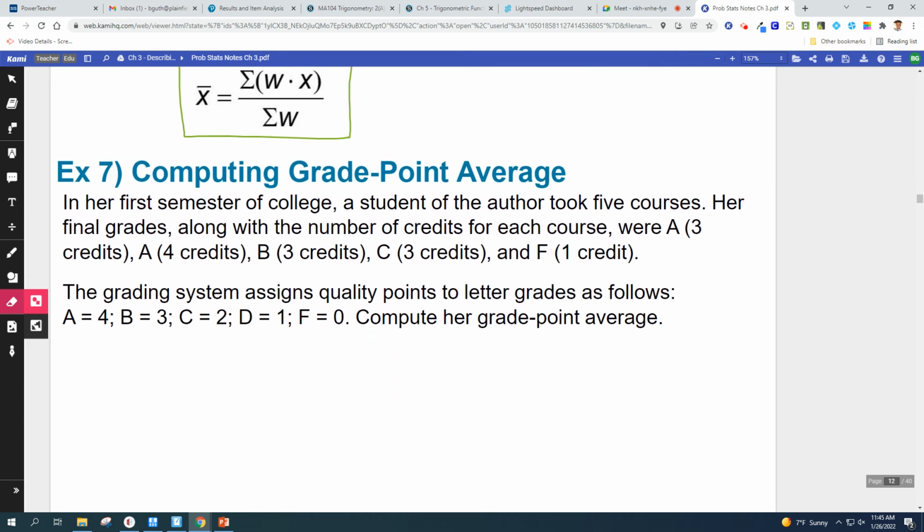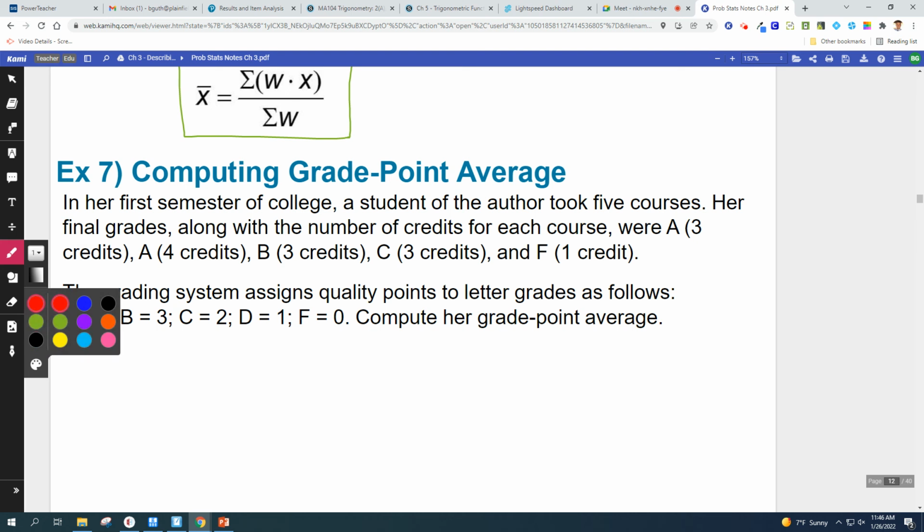So weighted mean. Computing grade point average. In her first semester of college, a student took 5 courses. Her final grades, along with the number of credits for each course, were A at 3 credits, A at 4 credits, B 3 credits, C was 3 credits, F 1 credit. So we want to compute the grade point average, knowing that A is 4 points, B is 3 points, C is 2 points, D is 1 point, and F is 0 points.